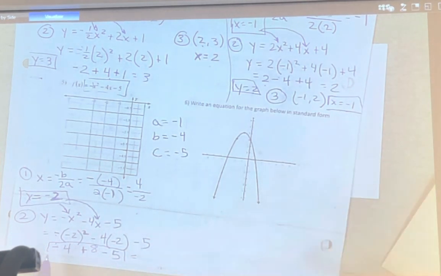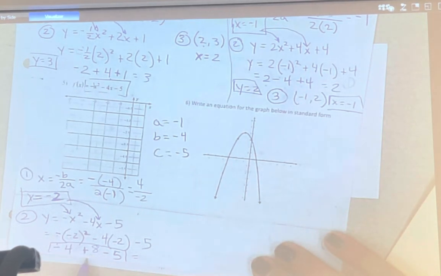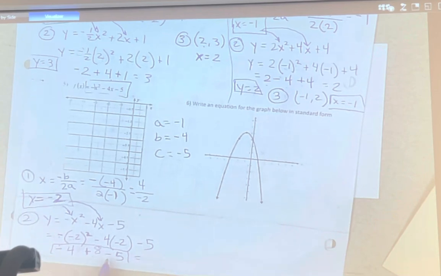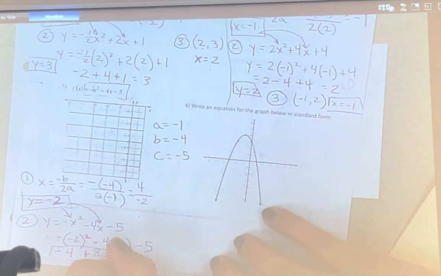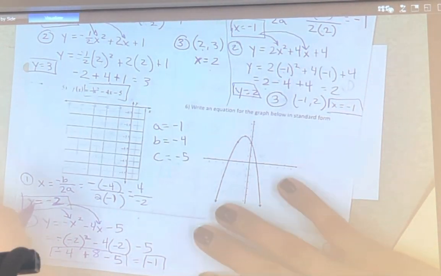Okay, so we have negative 4 plus 8, which is what? Negative 4 plus 8 is 4 minus 5, negative 1. You guys are on fire today. I love it. This class is on fire. Y equals negative 1.